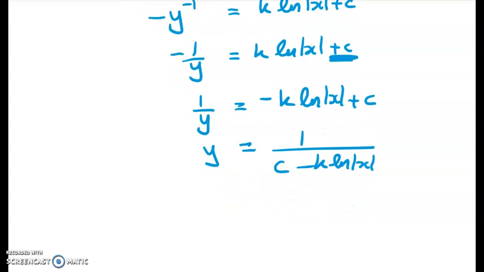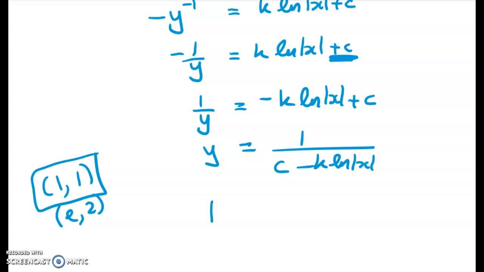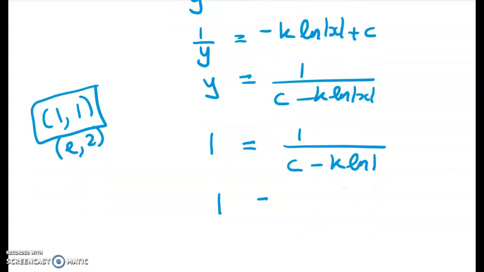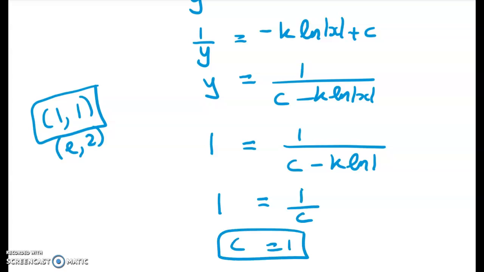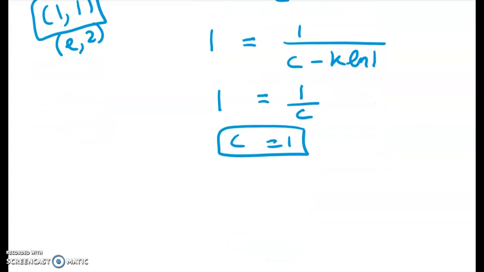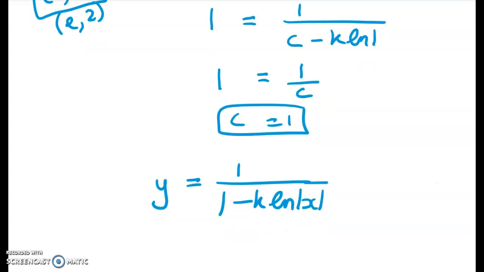And now it's time to start substituting in some points. We've got 2 unknowns, we've got c and k, and we've got these 2 points, (1, 1) and (e, 2). Let's start off with this one. 1 is equal to 1 over c minus k log 1, which of course is 0, so we get 1 is equal to 1 over c, giving me c is equal to 1. So that's the first part done. Now we're going to chuck that back in and go from there. So we have y is equal to 1 over 1 minus k log of x.